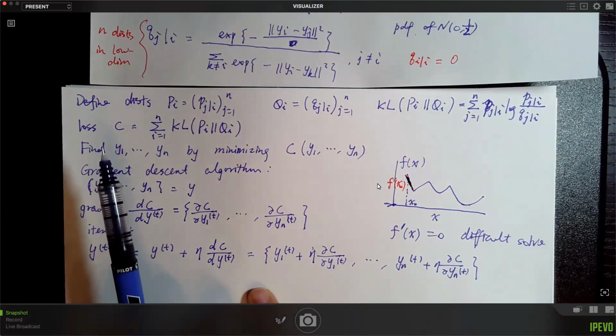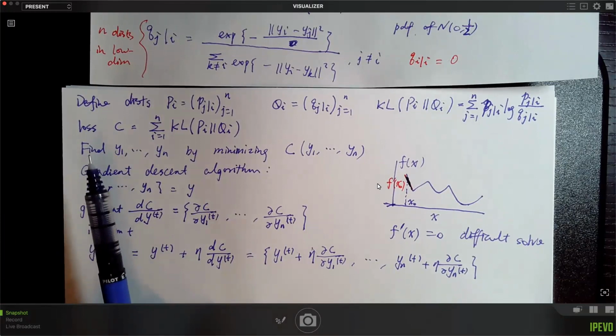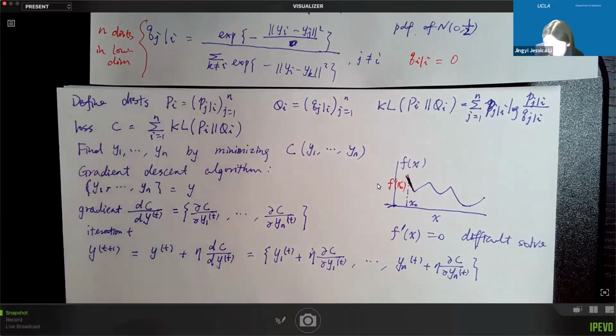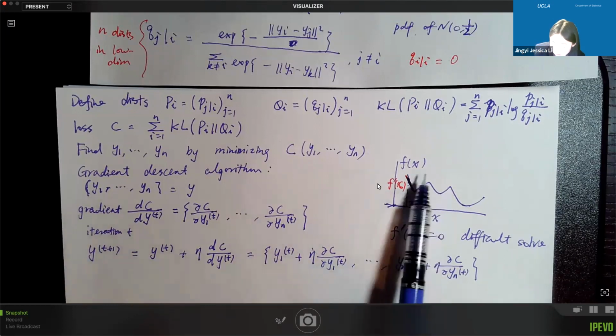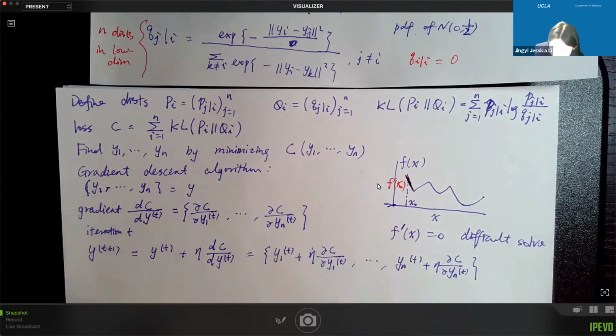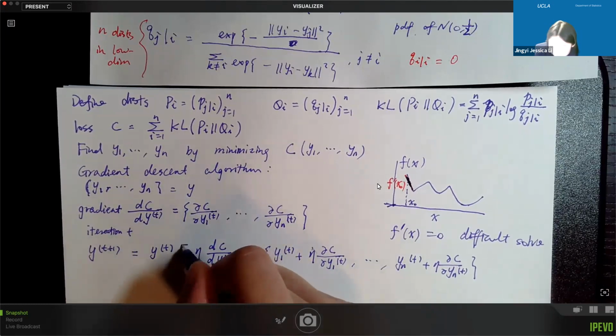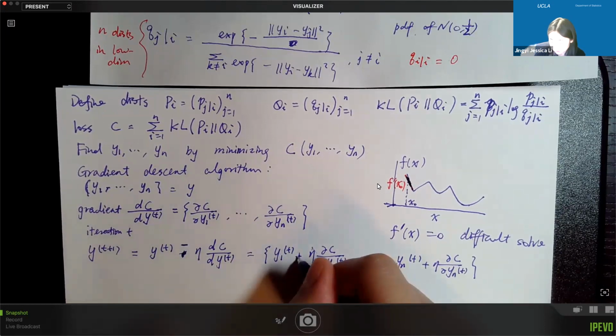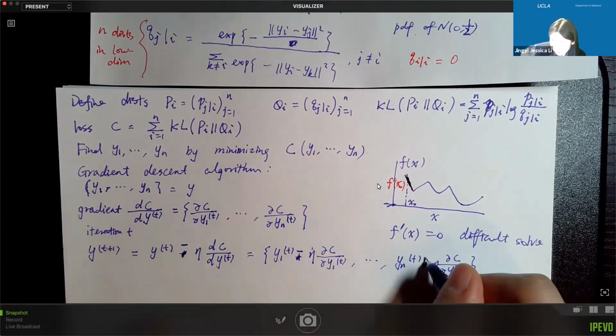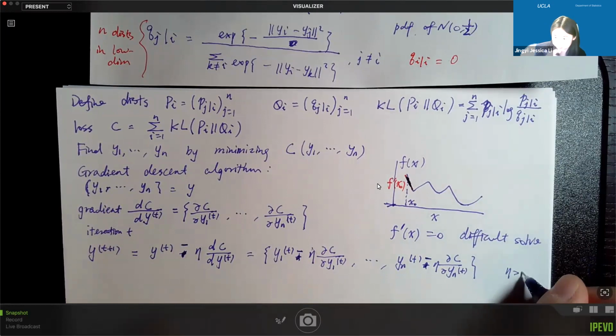Professor, sorry, I have a quick question. If it's plus eta dc dyt, aren't you maximizing in that case? Let me think about that. Yeah, I think this is the point I was wondering myself. I think it really depends on how you draw the function, but plus is actually going up. Yes, so I think this should be minus. Thank you for pointing that out. And this is also given that we set eta to be a positive constant.